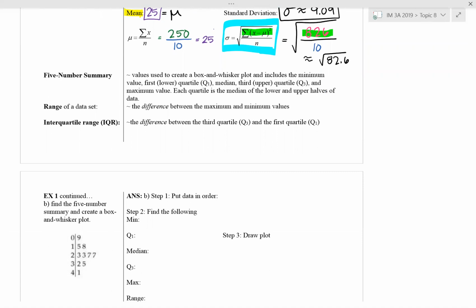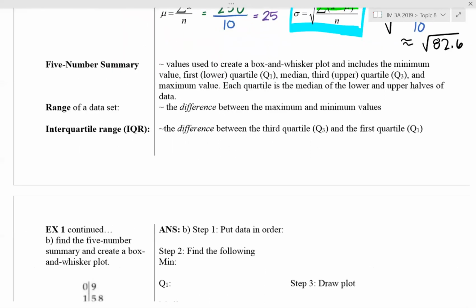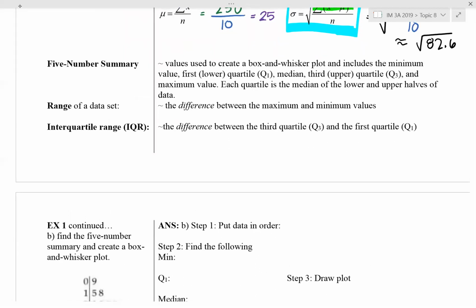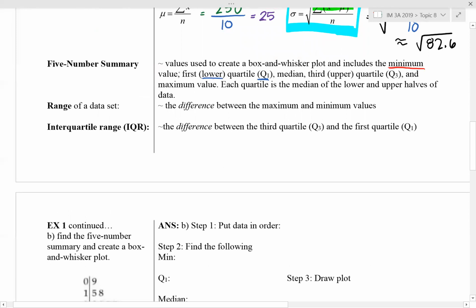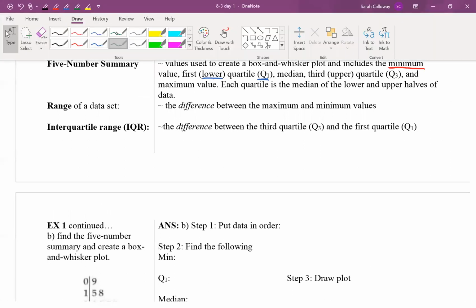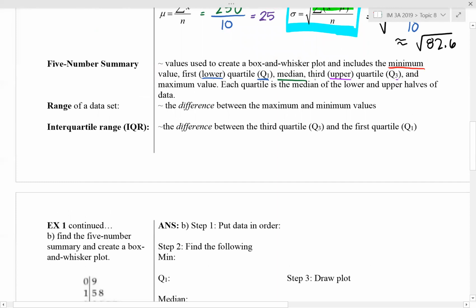That's doing a box and whisker. So the 5-number summary are the values that are used to create a box and whisker plot. The values that we will use are the minimum, the first quartile, Q1, it's also called the lower quartile, the median, the upper quartile, which is the third quartile, because technically the median is the second quartile. We just don't name it Q2. And then the maximum value. So each quartile is the median of the lower and upper halves of the data.